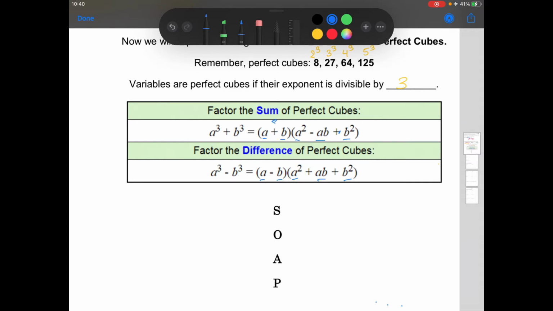We use SOAP. And I'll write that, S-O-A-P. What does that mean? S stands for same sign as the question. So if it's a sum, it's going to be positive. And then O is opposite sign. I'm going to write same sign, opposite sign, and the last term, AP, always positive. That's how we do this.